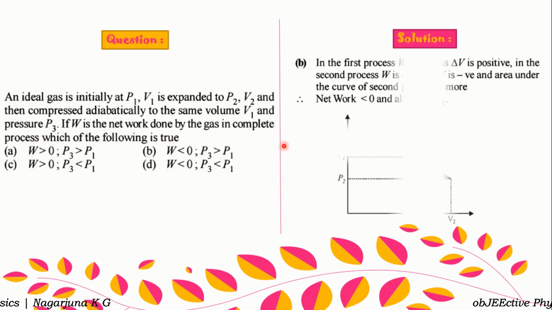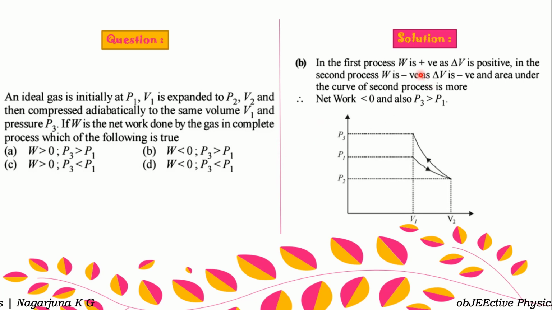Observe the solution. In the first process, W is positive and delta V is positive. In the second process, W is negative and delta V is also negative. And the area under the curve of the second process is more. Therefore, net work is less than 0 and also P3 is greater than P1, that is option B is the right option.